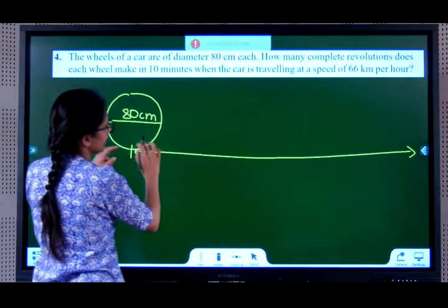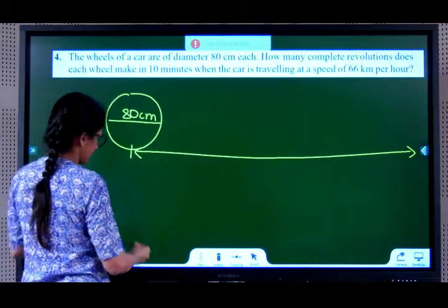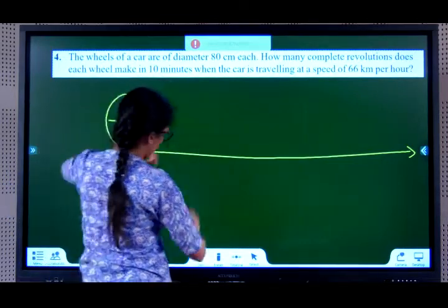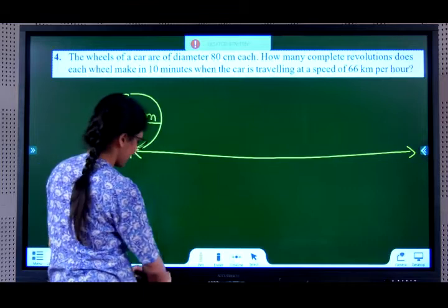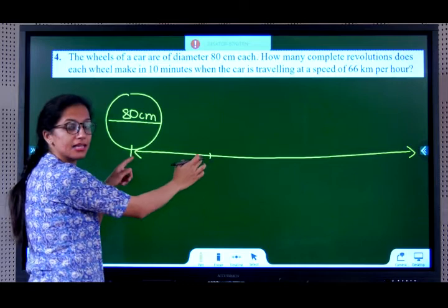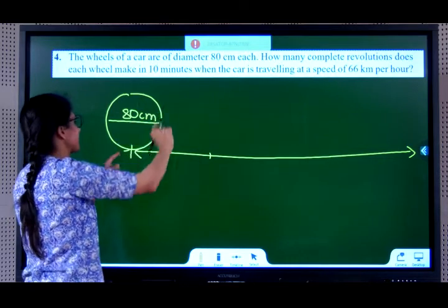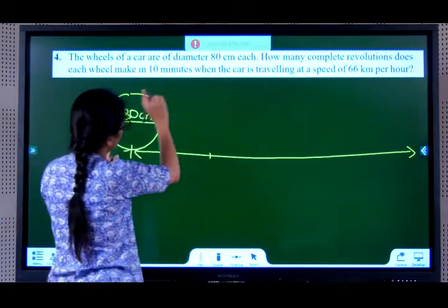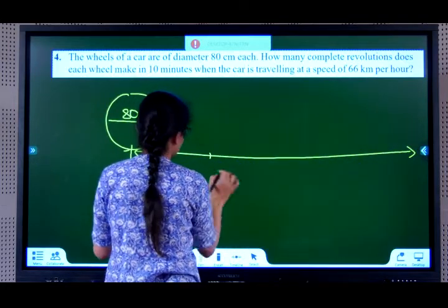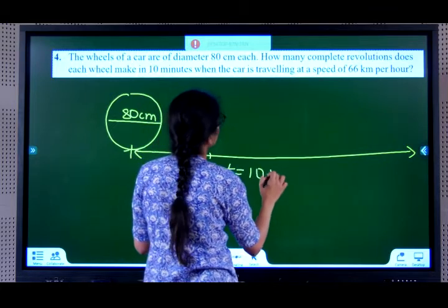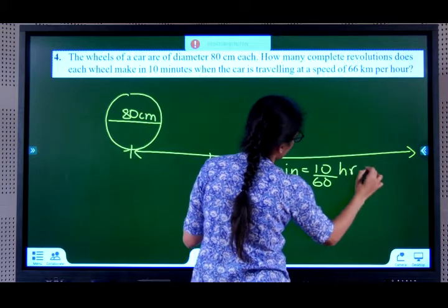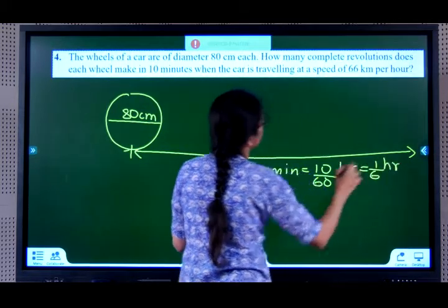See, one revolution means, assume that this is starting from here. When this rotates and comes here, after one revolution, that means this distance is nothing but the circumference, 2 pi r. So if it revolves and goes over here, the time taken for this travel is 10 minutes. That is nothing but 10 by 60 hour, or 1 by 6 hour.